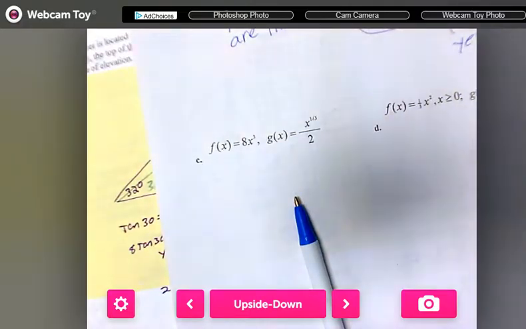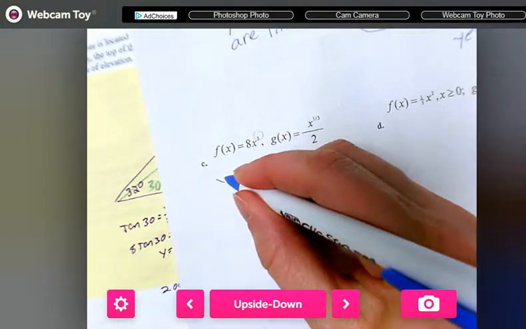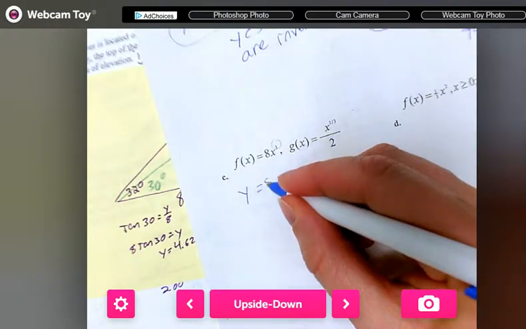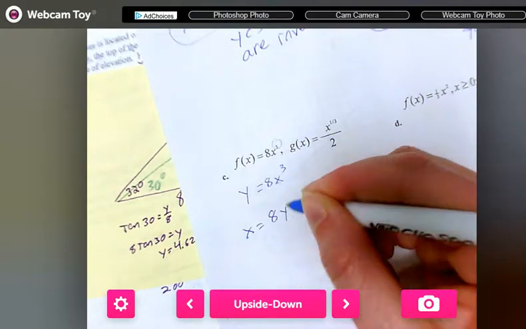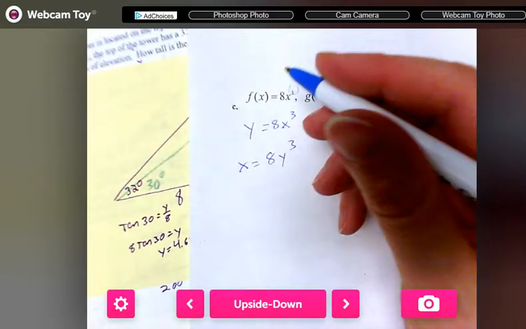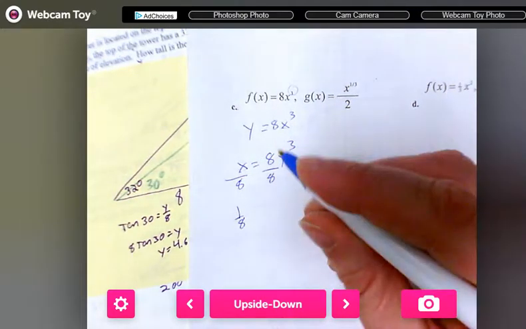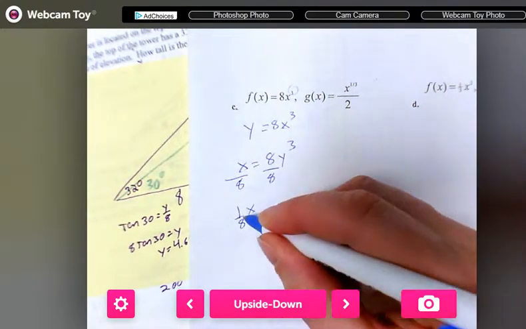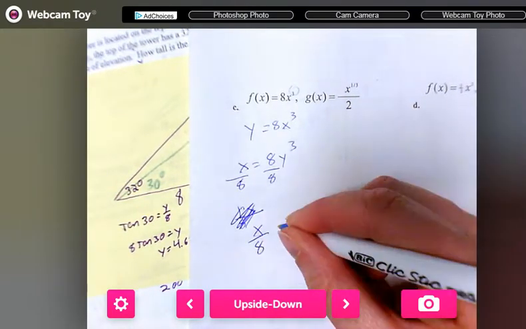Are you guys getting confused because it's to the third? Okay, so let's do it then. Y equals 8x to the third, so that's the same thing as x equals 8y to the third. Okay, because that's how we change it to an inverse. And then we're going to divide both sides by 8. And we get 1/8 x, or x over 8 is going to make more sense. X over 8 equals y to the third.